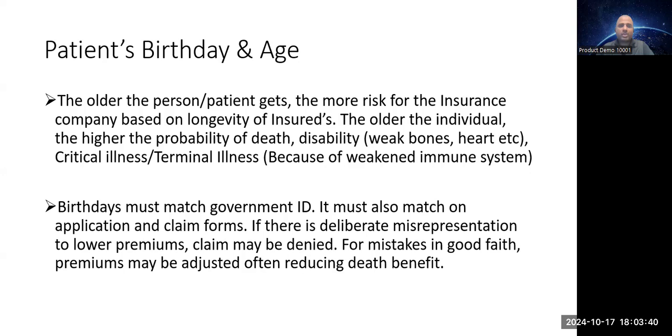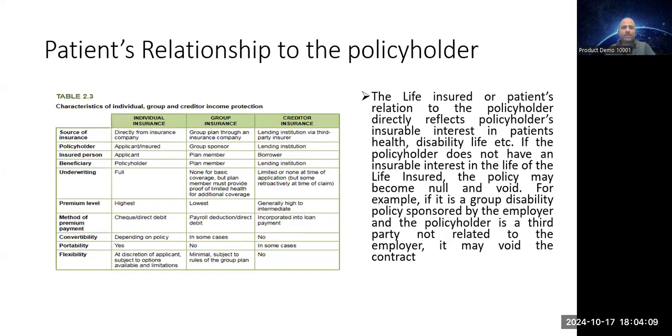So again, birthdays must match government photo ID, and they should also match your application and claim forms. Otherwise there's going to be a discrepancy, which will just lead to delaying your application and your claim. And if there is a deliberate misrepresentation, there are chances that the insurance company might null and void your policy altogether. They might cancel your coverage altogether.